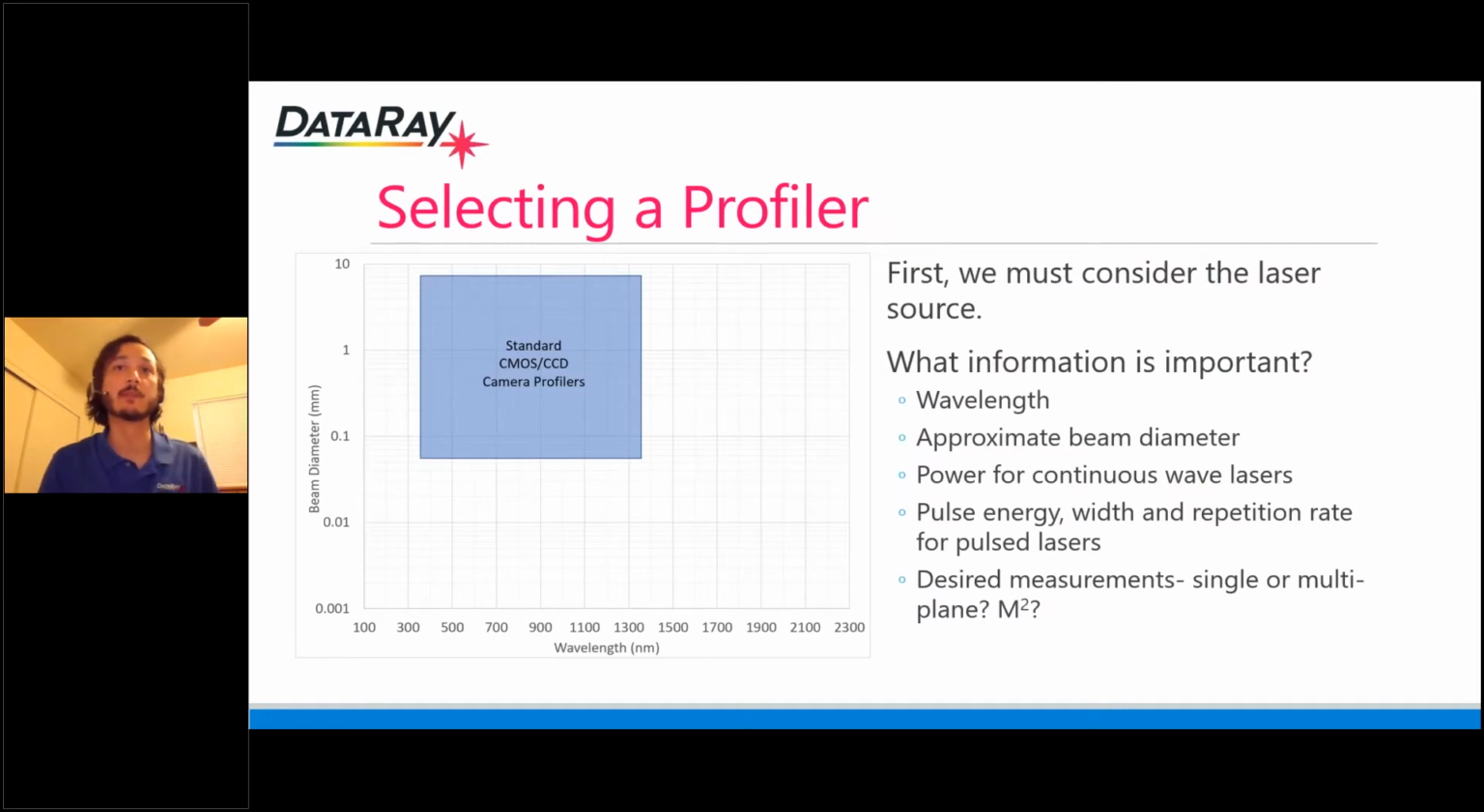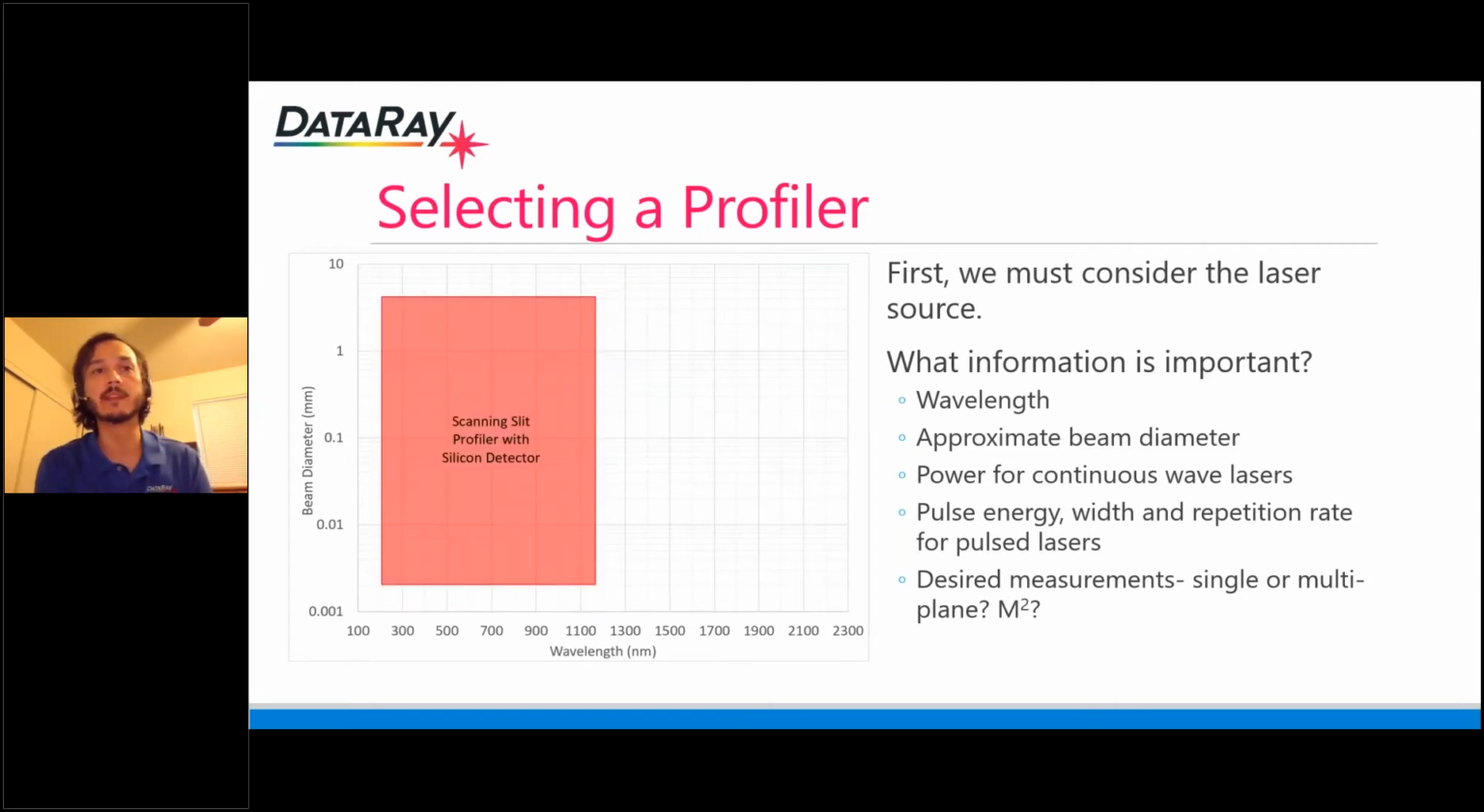So when we're selecting a profiler, there's a lot of key parameters we need to look at. The two most important ones are the wavelength and the approximate beam diameter. We have this plot on the left side of the screen you see here. It has beam diameter as the y-axis and the wavelength on the x-axis. So depending on what region your wavelength and beam diameter fall in, you have different options when it comes to beam profiling. For example, if your beam diameter and wavelength fall in this blue envelope on this graph, a CMOS or a CCD camera profiler might be a good idea.